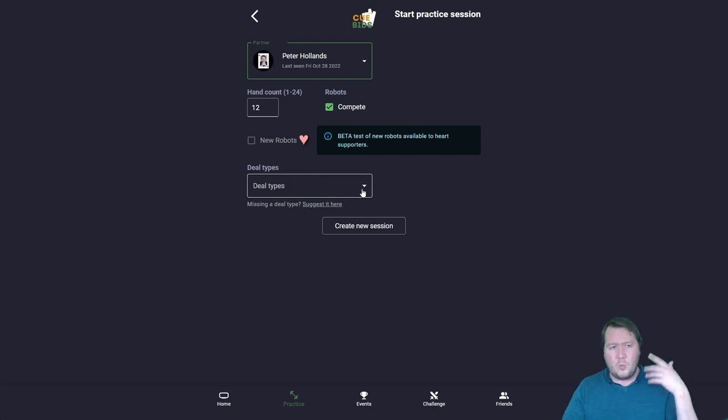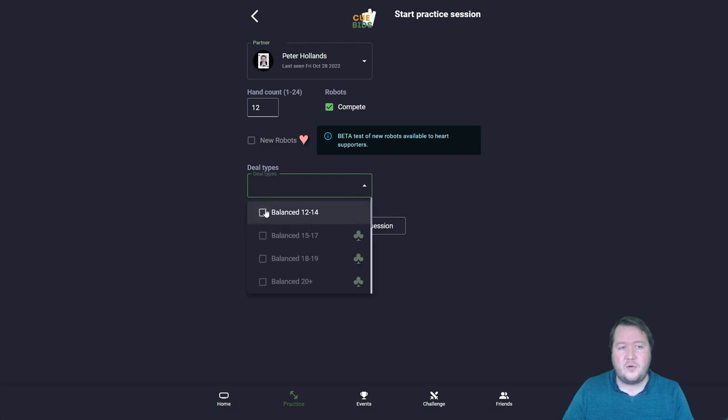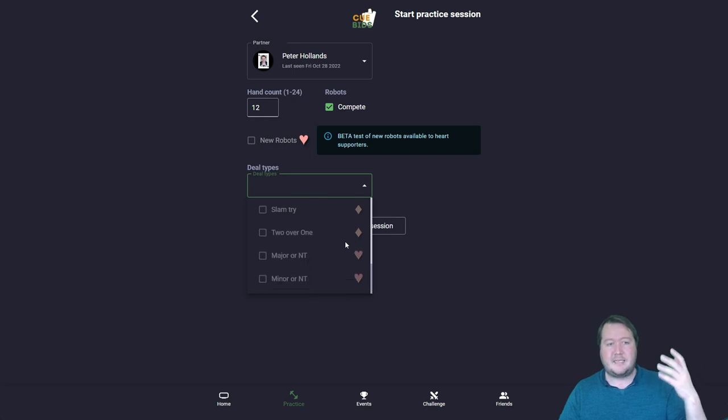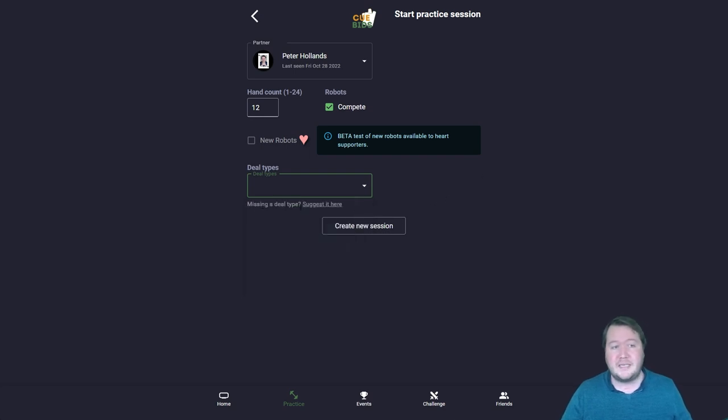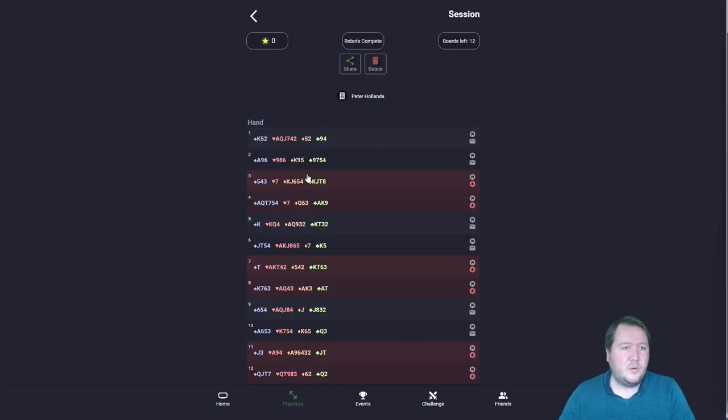Now, what they're doing is they're adding more deal types as you go, but they have some free ones. So you can say, hey, I want to practice bidding my balanced 12 to 14 counts. But then if you want to support them, you get access to more and more different types of specific bidding problems that might come up. And also, if you're missing a deal type or want it, you can suggest it, and they'll probably consider adding more of those there. So when you do a practice session, one of the things that happens is it'll give you all 12 hands that you've actually got.